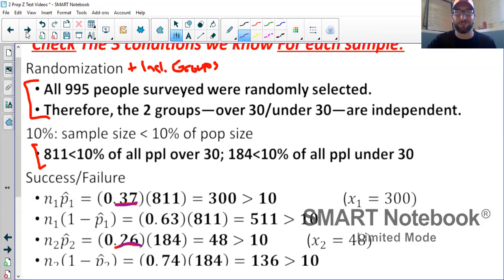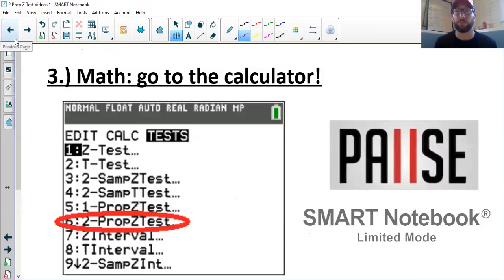All right, so that's it for our conditions. So the math. If I'm taking the AP exam, the first thing I'm doing is reading the question, maybe making that table, writing my hypotheses, banging out the conditions, unless it says assume the conditions for inference have been satisfied, and then I'm grabbing my graphing calculator.